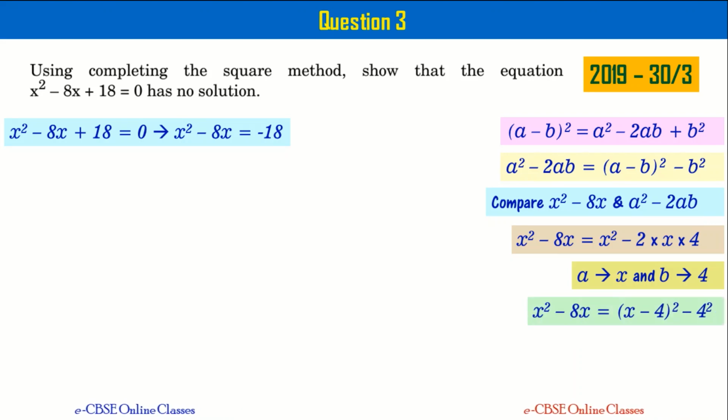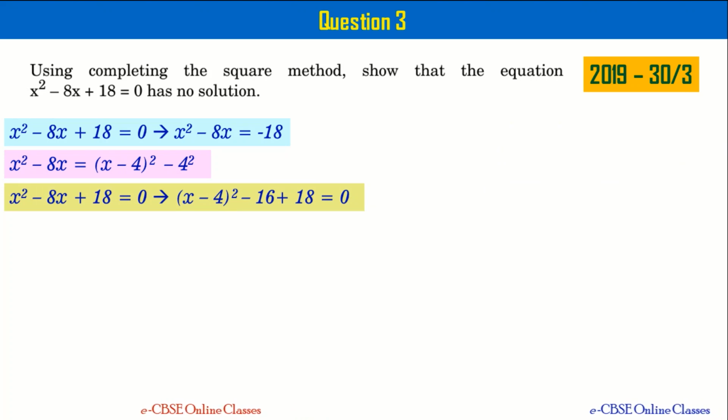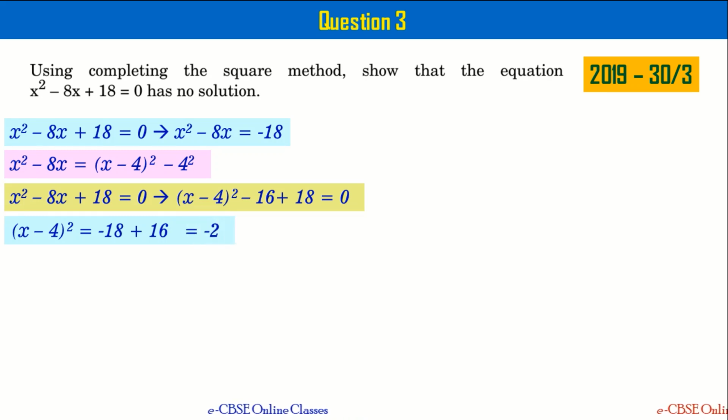It means x square minus 8x can be written as x minus 4 whole square minus 4 square, right? Let's take a note of that and go back to the actual problem. That is x square minus 8x plus 18 equal to 0 can be now written as x minus 4 whole square minus 16 plus 18 equal to 0. Simplify it such that you get x minus 4 whole square equal to minus 2.